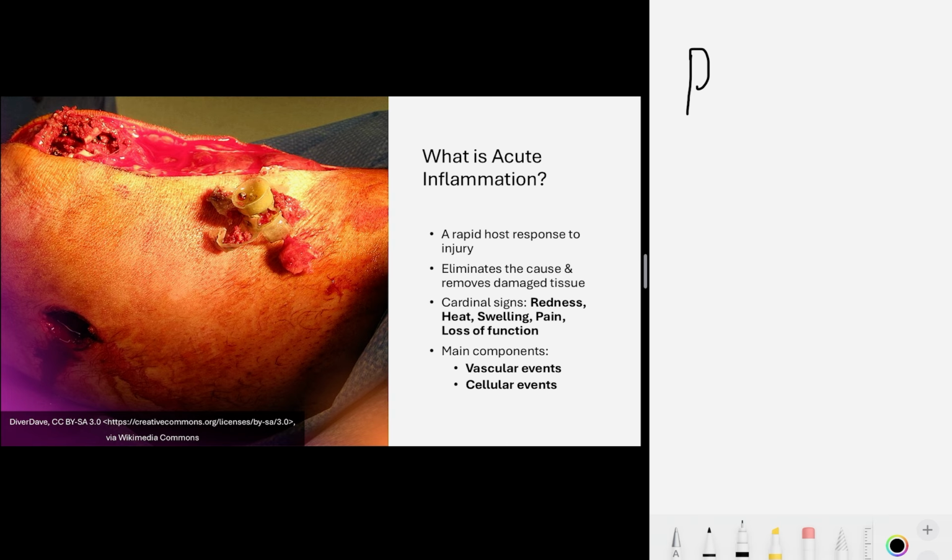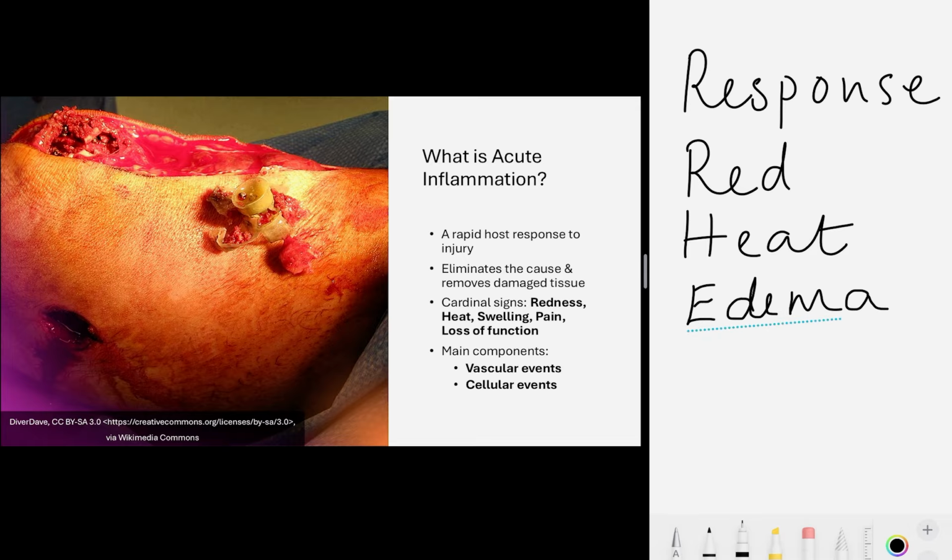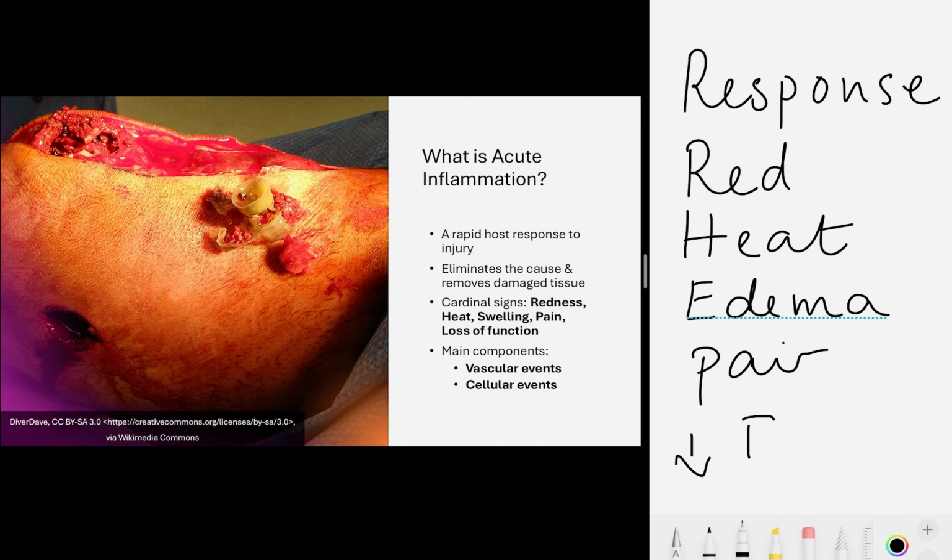Acute inflammation is a rapid and protective host response to injury, infection, or tissue damage. Its primary objective is to eliminate the cause of cell injury, remove necrotic tissue, and initiate repair. The classic cardinal signs of inflammation are: 1. Redness, 2. Heat, 3. Swelling, 4. Pain, 5. Loss of function. These signs reflect the underlying physiological changes in the affected tissues. Remember, inflammation is not harmful by itself. It is the body's essential healing mechanism.